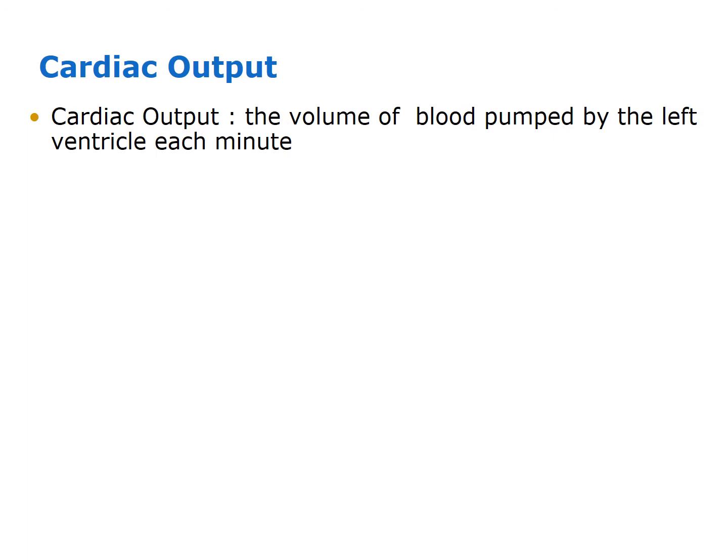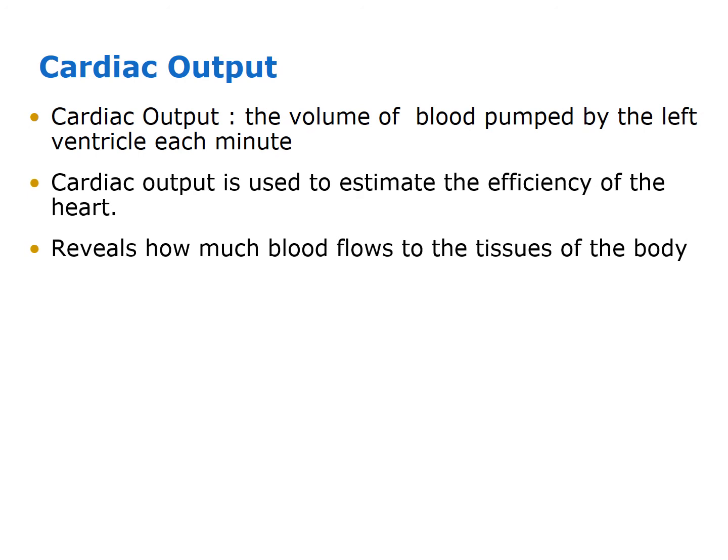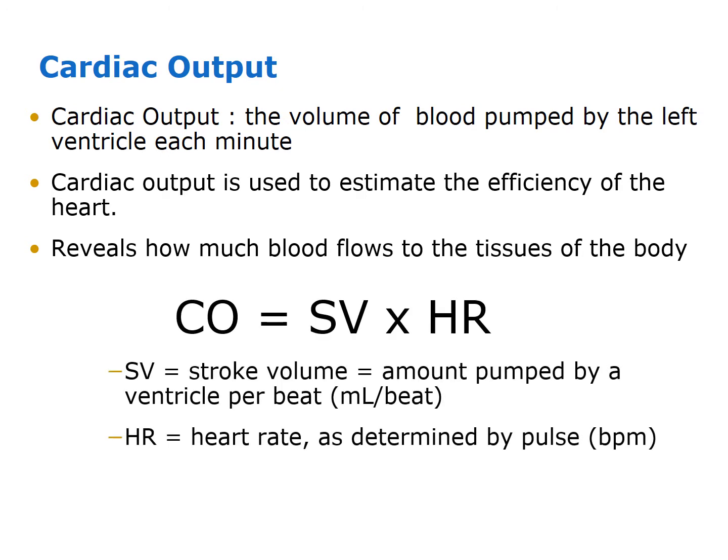Cardiac output is the volume of blood pumped by the left ventricle each minute. It is used to estimate the efficiency of the heart, and it also reveals blood flow to the tissues of the body. The formula for cardiac output is stroke volume times heart rate, where stroke volume is the amount of blood pumped by the left ventricle every time it contracts or beats, and its units are milliliters per beat. Heart rate is the number of contractions of the left ventricle per minute, or beats per minute.